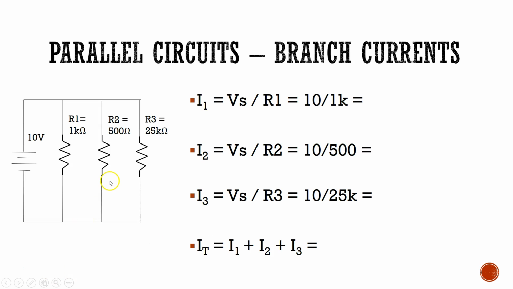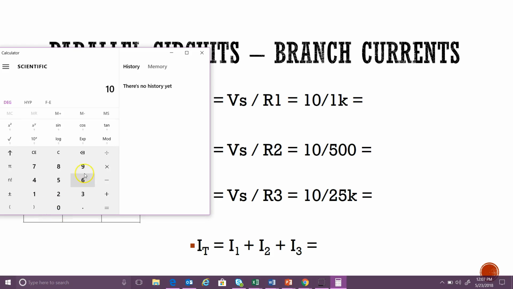Let's look at solving for each of the branch currents given a voltage and resistor values. The current through I1, or branch 1, would be the source voltage over the value of R1, which in this case is 1 kiloohm. 10 divided by 1 kiloohm, 10 divided by 1 EE3 will give me 10 milliamps.